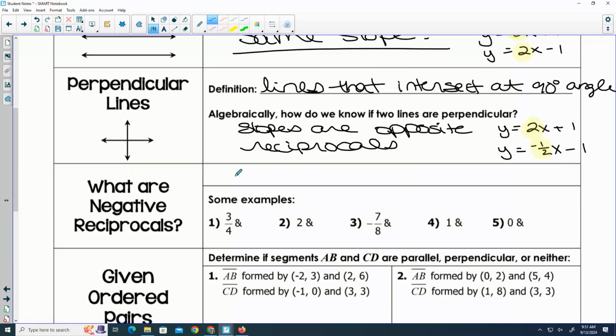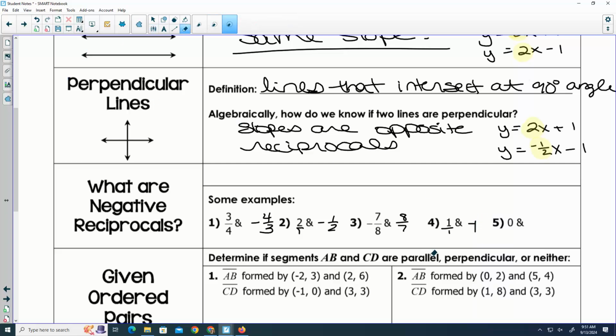So those opposite reciprocals, let's just practice that. If I say 3/4, what would be the opposite reciprocal of that? Negative would be the opposite. Reciprocal would be 4/3. Okay, if you have a positive 2, that's like 2 over 1. So the opposite reciprocal would be negative 1 over 2. If you have negative 7 over 8, the opposite reciprocal would be 8 over 7. If you have 1, that's just like 1 over 1. So opposite reciprocal is negative 1 over 1, which is still negative 1.